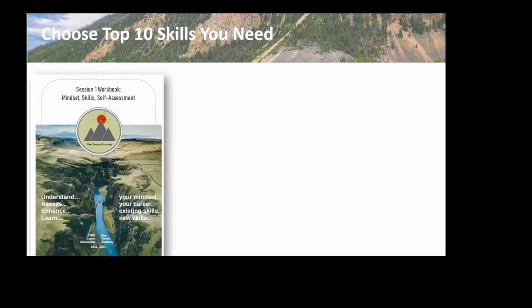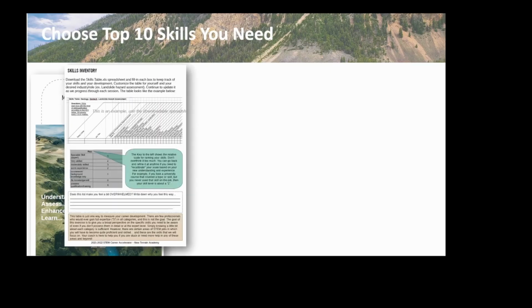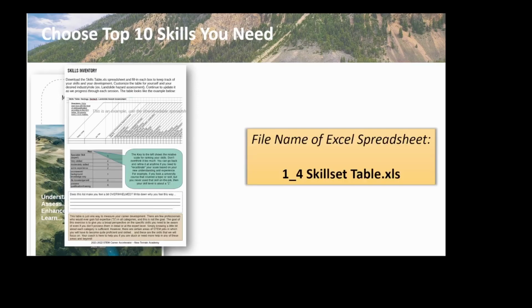There's another thing that you're going to need to do because the first part of this exercise is to choose the top 10 skills that you need in your professional practice. So let's go all the way back to the first lesson. Pull out the session one workbook where I walked you through taking a skills inventory. And in order to do that, you use the skill set table. So go back and pull up that Excel spreadsheet.